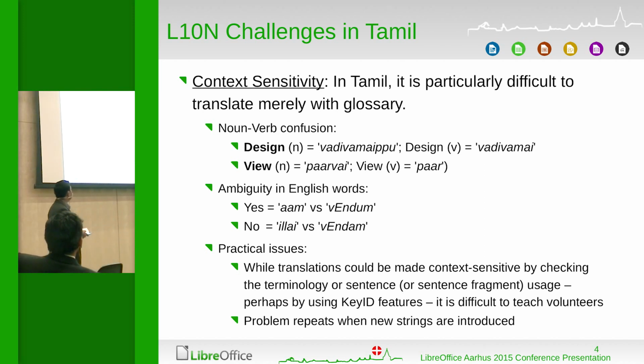I heard there are some KID features which are being used for debugging translation-related issues, because we may do a translation but it may not be appropriate, but using the KID features we can find out and replace it. I may do it, but I cannot teach all the volunteers who are doing the translation. So again, it's a challenge for a volunteer to do the right translation and keep the quality of the translation so that it will be used by the end users.